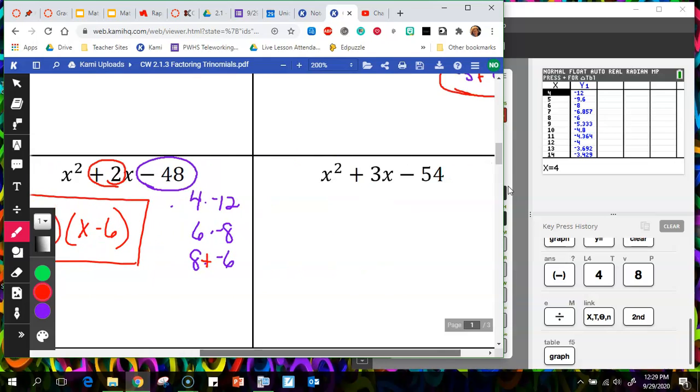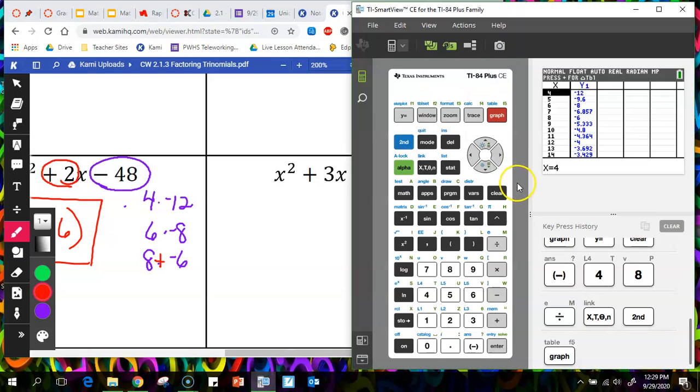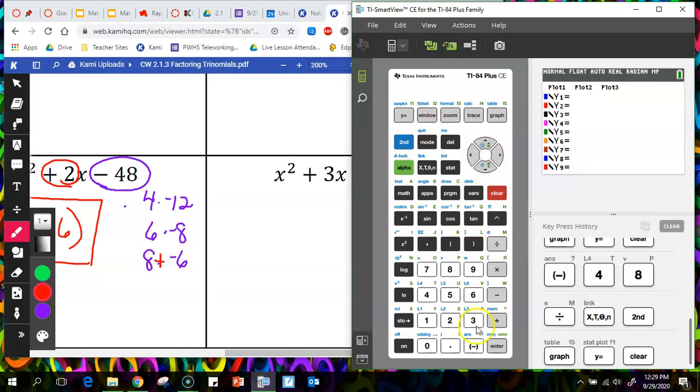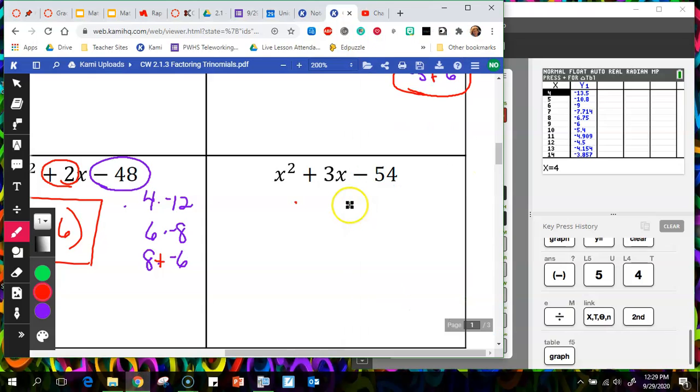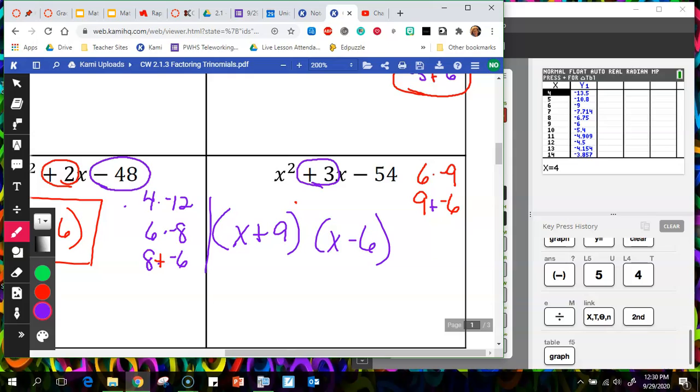All right, last one. Okay, negative 54, I'm going to do on my calculator again. So let's go back to my y equals. We'll clear that. Negative 54 divided by x, and then second graph. Okay, so what have I got? I'm looking for whole numbers. 6 times negative 9. That won't work. 9 times negative 6. That will work because 9 plus negative 6 is positive 3. So x plus 9, x minus 6. All right, and that's it.